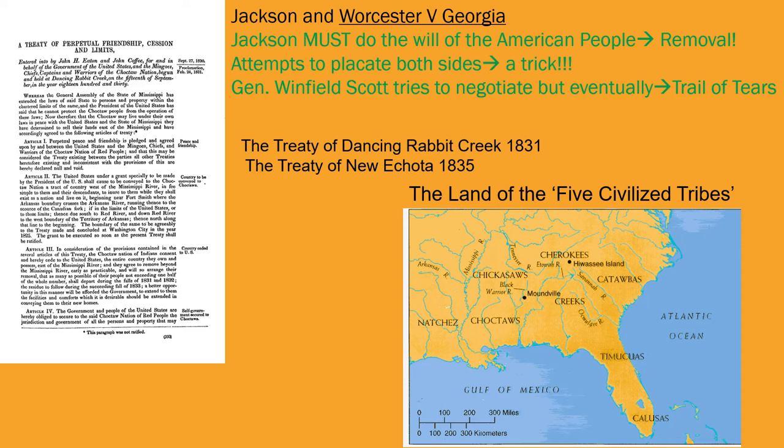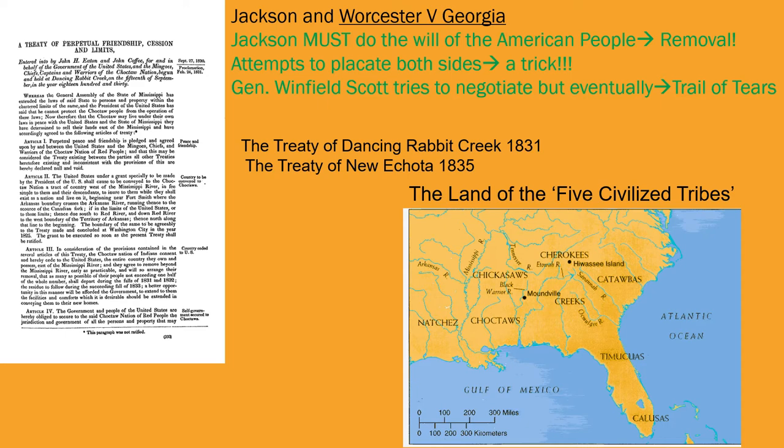Jackson is going to famously say, in conclusion here on the court case, Jackson is going to famously say, Mr. Marshall has made his ruling. Now let him enforce it. And so strong note here, this is the final outcome of the case and the real meaning to American history. What Worcester versus Georgia really shows is the limitations of the Supreme Court. In other words, the Supreme Court depends entirely upon the executive to uphold the law.